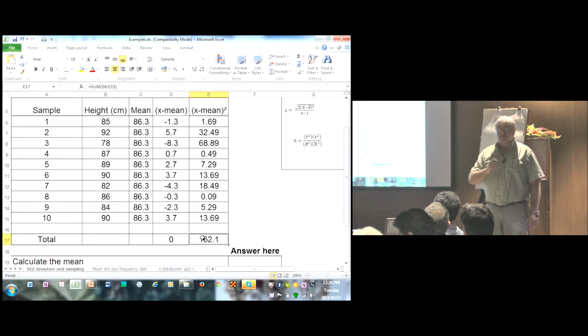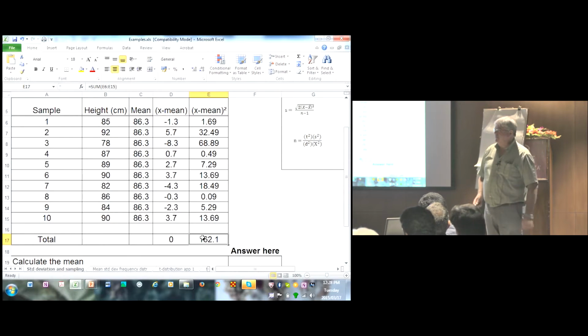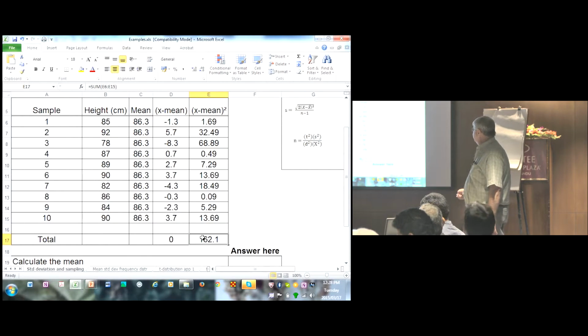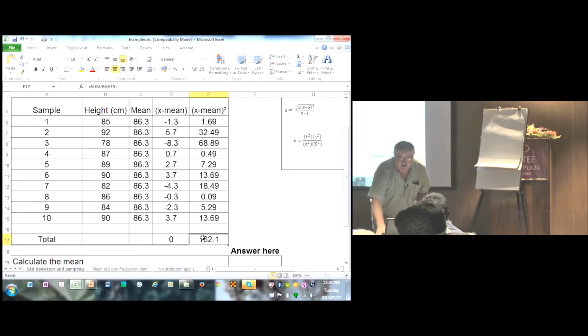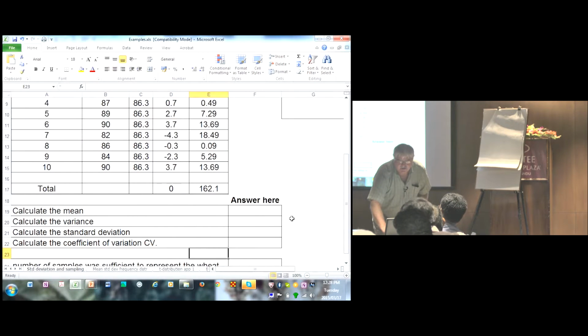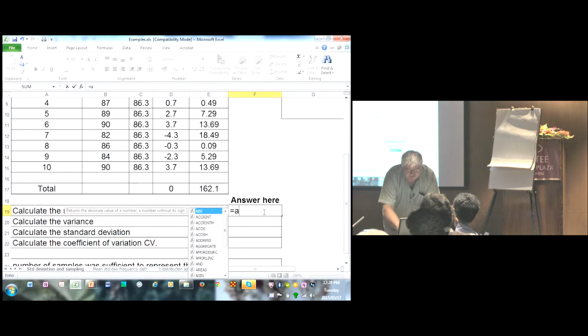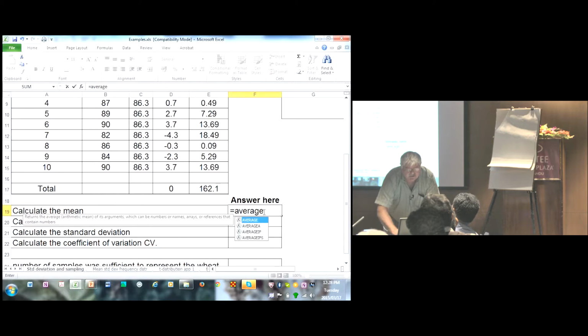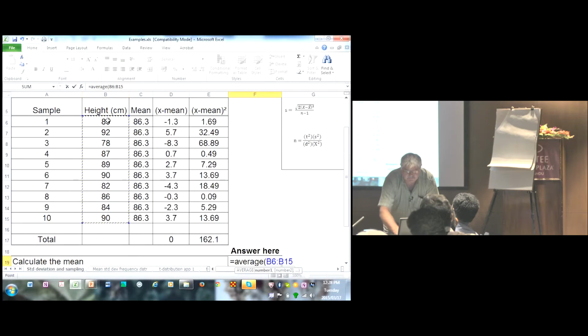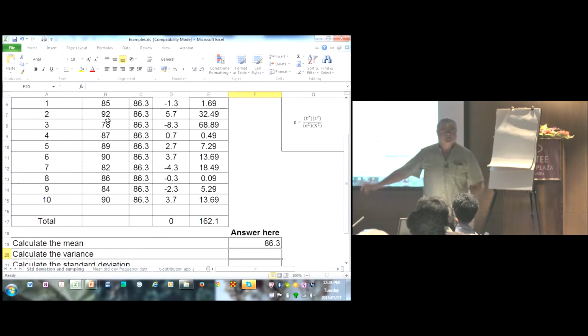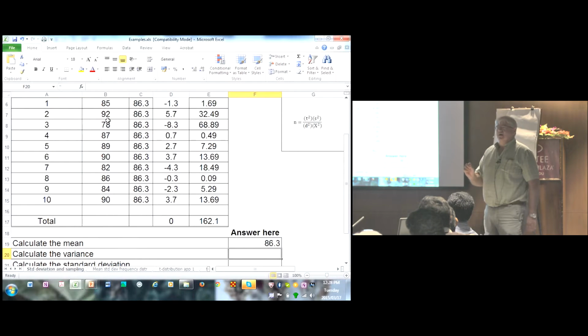I've got 10 sampling units. There are 9 degrees of freedom. Remember, there's always one less. So what I do is I divide that by 9. You'll see I have a little sheet here, calculate the mean. Well, the mean's very easy. It's equal to average. And I hope you know some of the simple Excel codes. It does it for you automatically. Now you can check and see if I got the right figure in there. So you've got the mean.